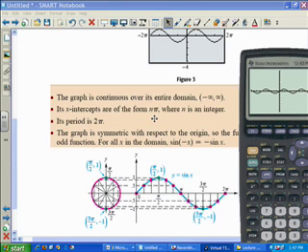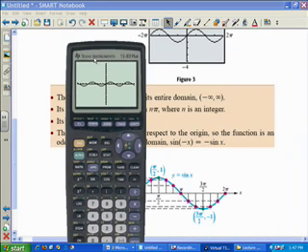The graph is also symmetric with respect to the origin, which means for every point in quadrant 1, there is a mirror image point in quadrant 3, right? You're reflecting across the origin. And for every point in quadrant 2, it has a mirror image point over here in quadrant 4. That's okay. If you know it, great. If not, it's not going to hurt you.